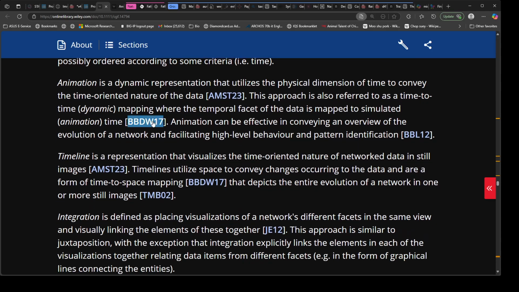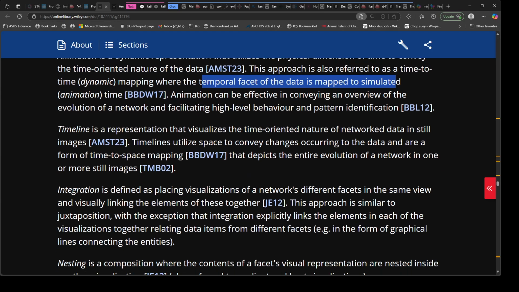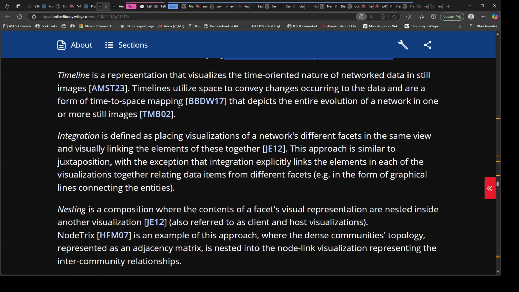Animation is a dynamic representation that utilizes the physical dimension of time to convey the time-oriented nature of the data, AMST 23. This approach is also referred to as a time-to-time, dynamic, mapping where the temporal facet of the data is mapped to simulated, animation, time, BBDW 17. Animation can be effective in conveying an overview of the evolution of a network and facilitating high-level behavior and pattern identification, BBL 12.